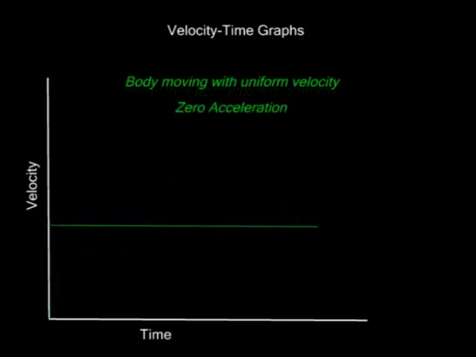Now, for a body moving with uniform velocity, the graph of such a motion is a horizontal straight line. The gradient of the graph is 0, and therefore the acceleration is 0.